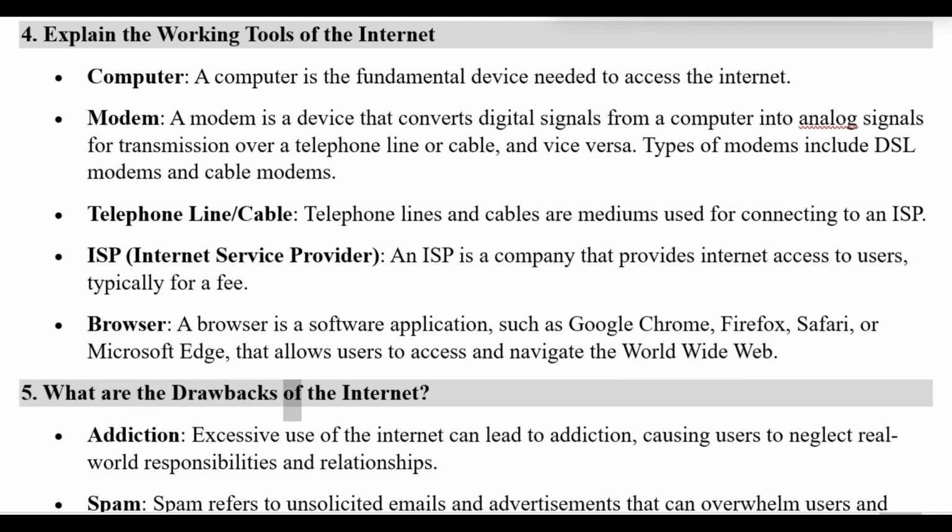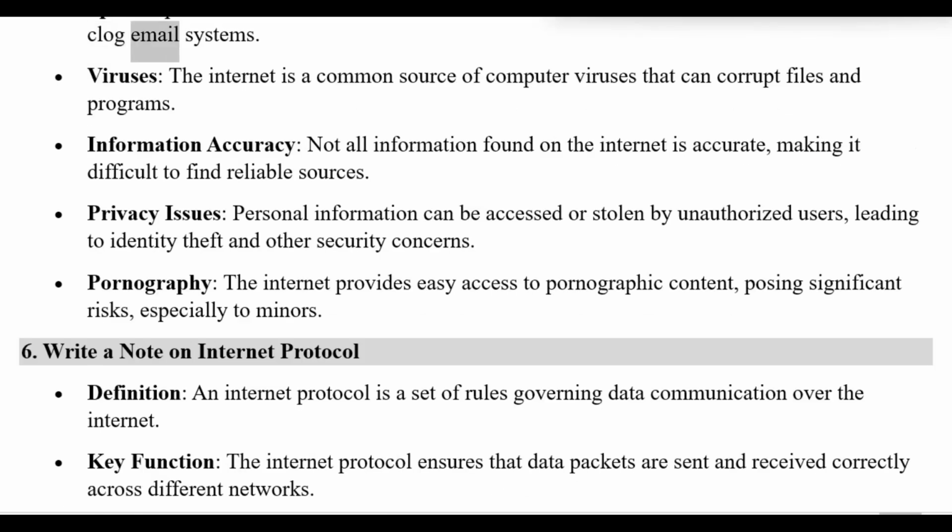5. What are the drawbacks of the Internet? Addiction. Excessive use of the Internet can lead to addiction, causing users to neglect real-world responsibilities and relationships. Spam. Spam refers to unsolicited emails and advertisements that can overwhelm users and clog email systems. Viruses. The Internet is a common source of computer viruses that can corrupt files and programs. Information accuracy. Not all information found on the Internet is accurate, making it difficult to find reliable sources.